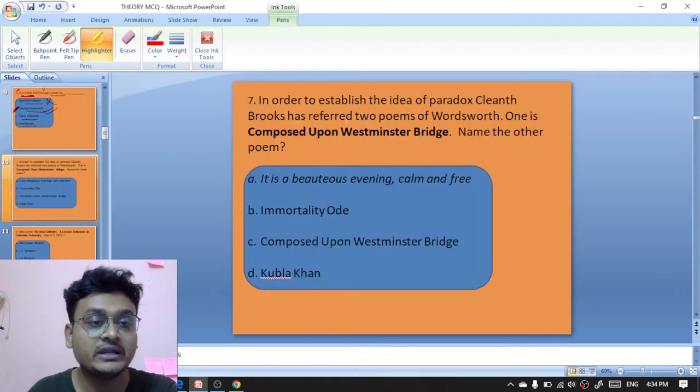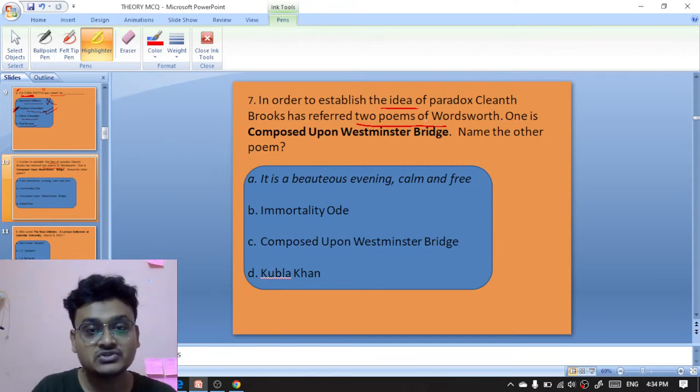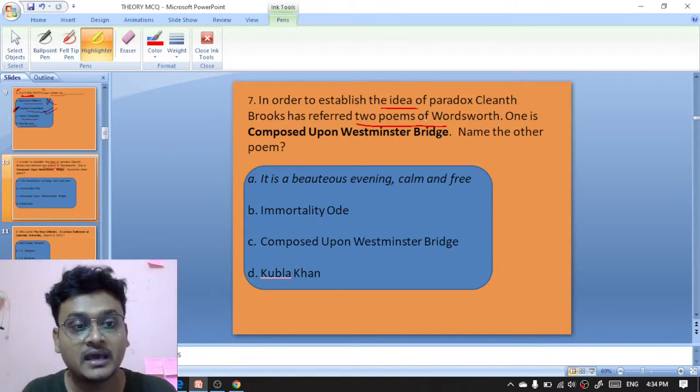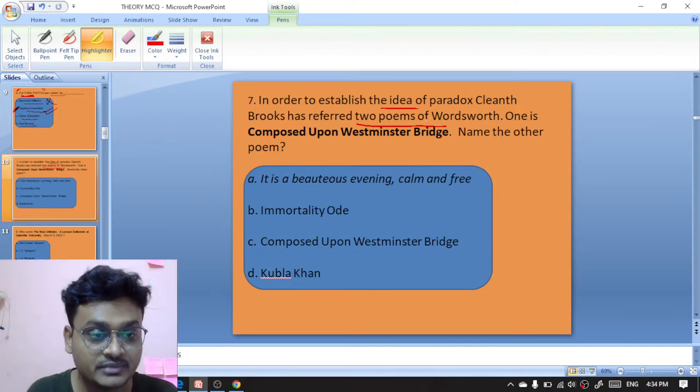Next question. In order to establish the idea of paradox, Cleanth Brooks, that is the New Critic, has referred to two poems of Wordsworth. So to establish the idea of paradox, Cleanth Brooks has referred to two poems of Wordsworth. One is Composed Upon Westminster Bridge, and you will have to identify the other poem. Your options are It Is a Beauteous Evening, Calm and Free, Immortality Ode, Composed Upon Westminster Bridge, Kubla Khan.